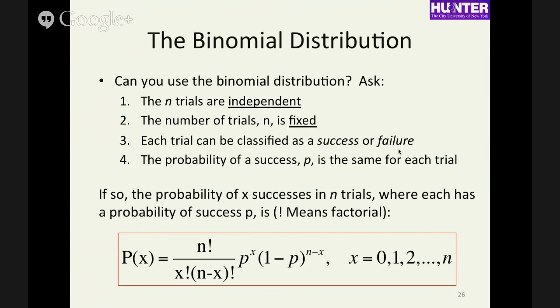And finally, this probability of success, or the relative probability of these two events, is the same for every trial. So it's not that it increases over time or changes in any way. It's the same for every trial.